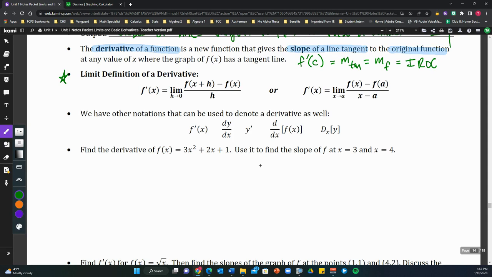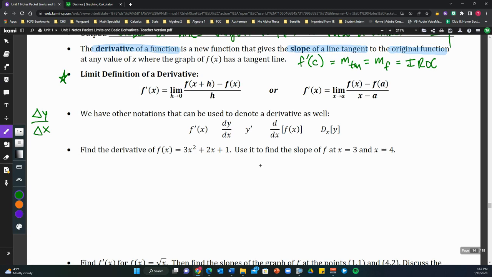So dy dx, if you think about it, that is very similar to delta y over delta x, or change in y over change in x. And that's because that's what a derivative represents. It's the instantaneous rate of change in y over the instantaneous rate of change of x.